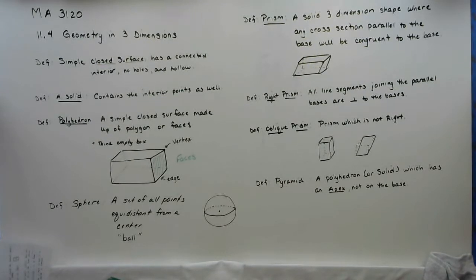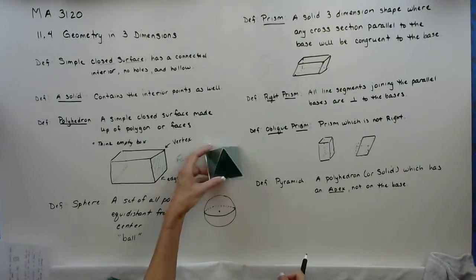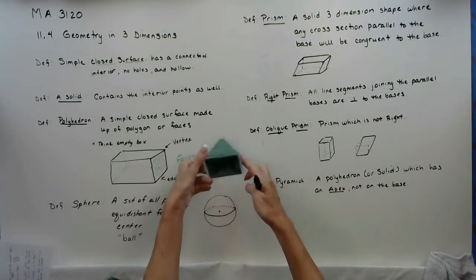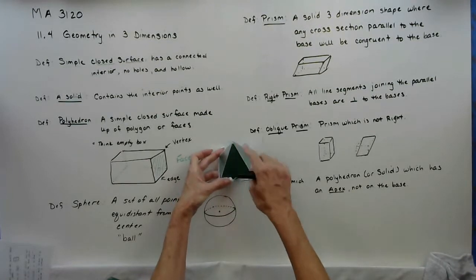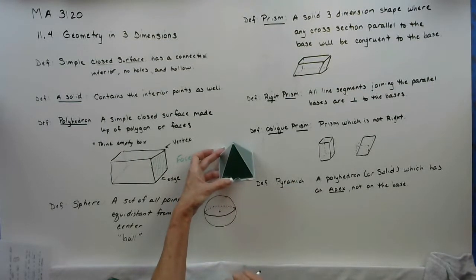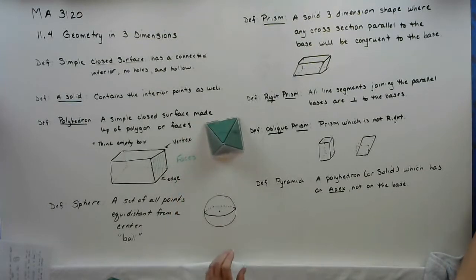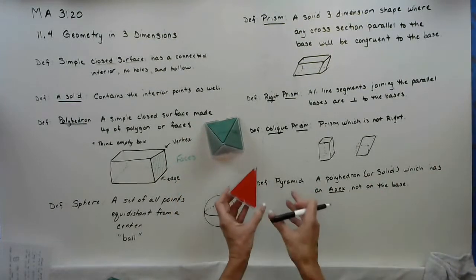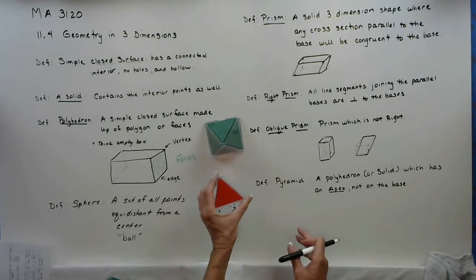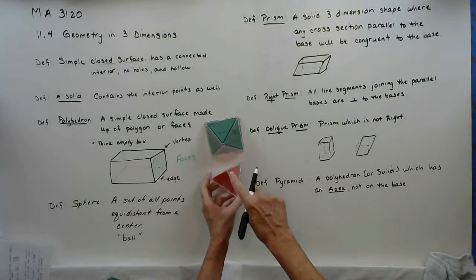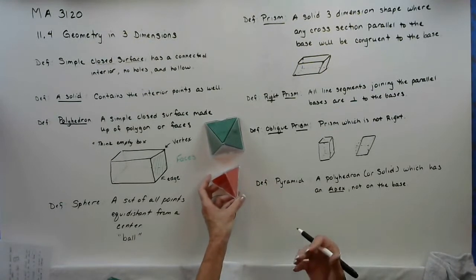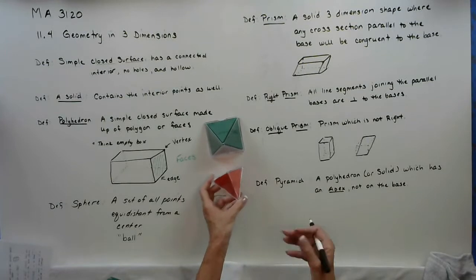So here's a pyramid with a square base. I don't know if you can tell, so I'll hold it this way. The base is square, but you'll notice that it comes up here to a point. That point is called the apex. Here's another pyramid. Notice the base is a triangle this time, but it comes up to an apex. So that's a pyramid. It can either be solid or it can be hollow. If it's hollow, it's called a polyhedra.